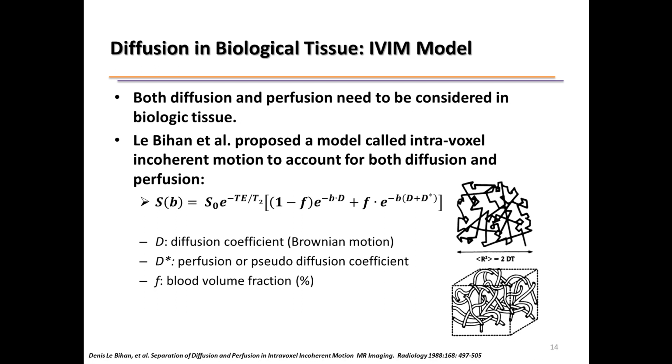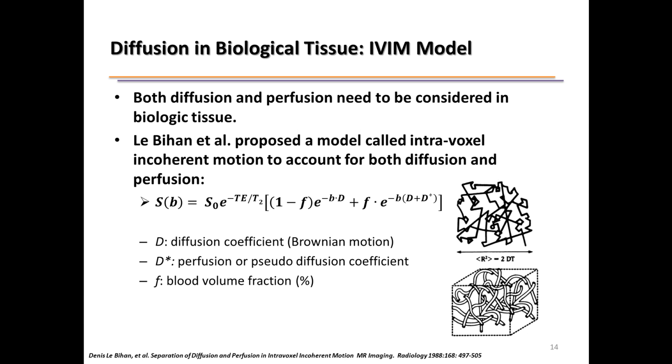The intravoxel incoherent motion model was introduced in 1988. In this model, the signal intensity in DWI contains both diffusion and perfusion effects, as shown in the function. It yields information about tissue microstructure in terms of the diffusion coefficient D, as well as tissue perfusion via the parameters perfusion coefficient D star and blood volume fraction F.